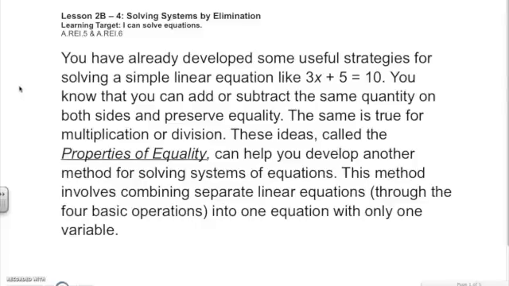This method is going to involve combining separate linear equations using those 4 basic operations, addition, subtraction, multiplication, and division, into one equation with only one variable. So the reason we call it elimination is that we're trying to go from a system that has 2 variables in it to an equation that only has 1 variable that we can solve for.